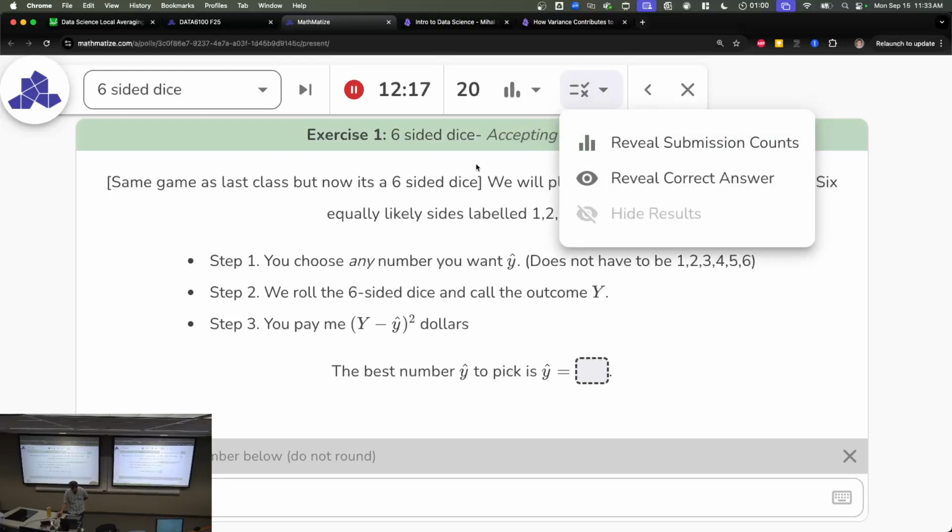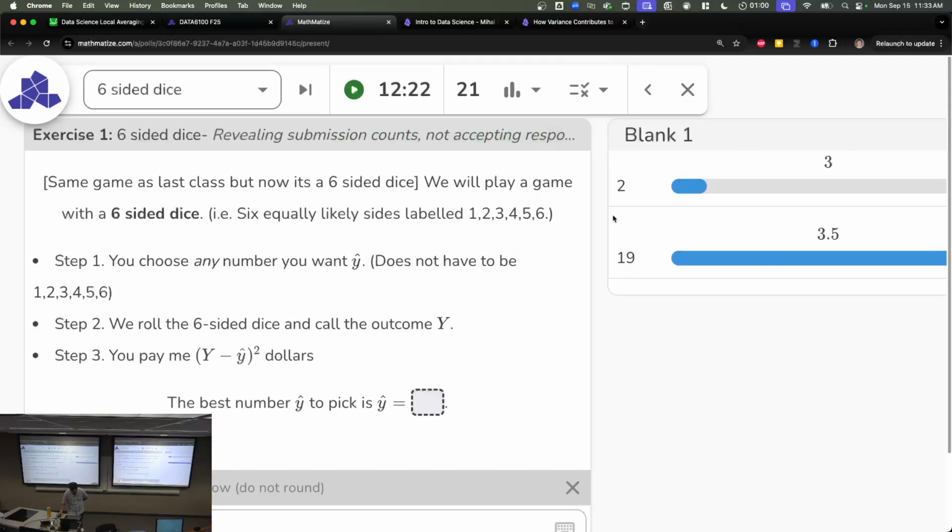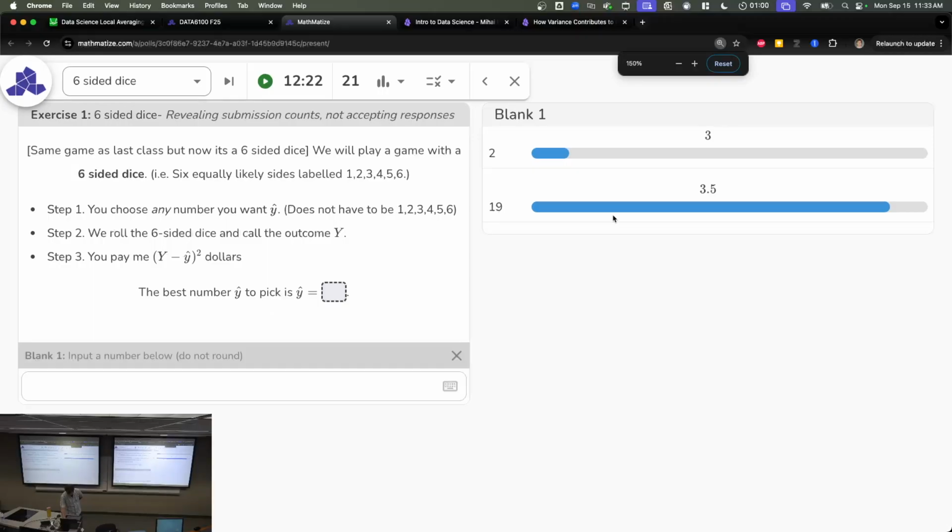If you were paying attention last class, you know the perfectly best answer. Reveal counts. All right. 19 people picked 3.5. 2 people picked 3. And now's the fun part. We get to roll a dice and see what the actual outcome is. Here, I'll roll it over here, and you can yell it out for everyone. What was it? It was a 1.